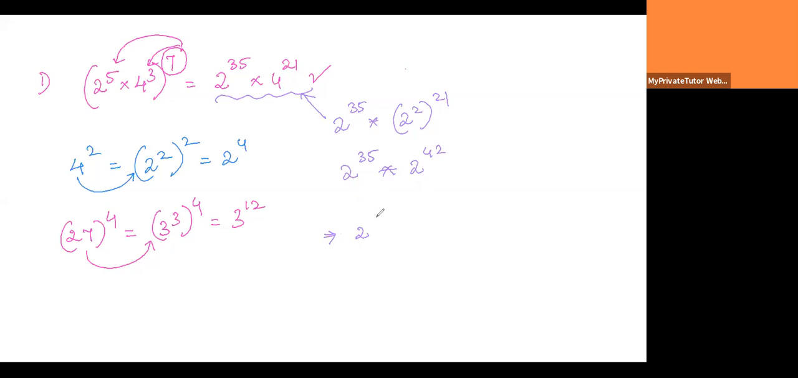77. See, instead of writing it the way I wrote at the top, see how we simplified and we got the answer in this form. So we got that.